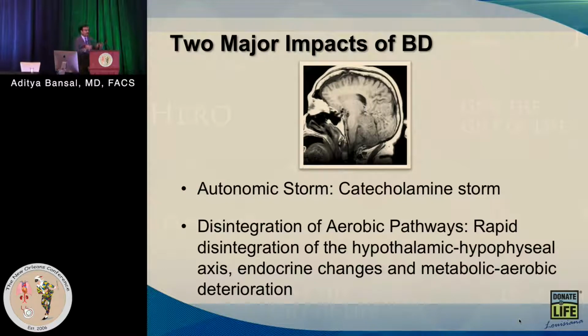What are the impacts of brain death? That's what we're trying to understand. What happens to all the organs when brain death occurs? Two things happen, and that's what changes the quality of the organs and the post-transplant complications that we sometimes start to see. Autonomic storm happens, that is a catecholamine surge. Second is the disintegration of the aerobic pathways.